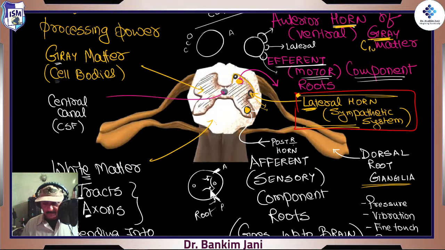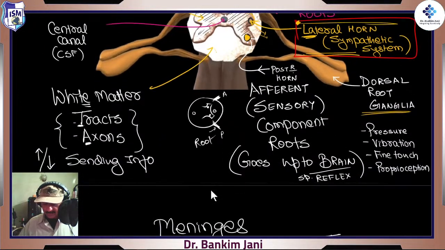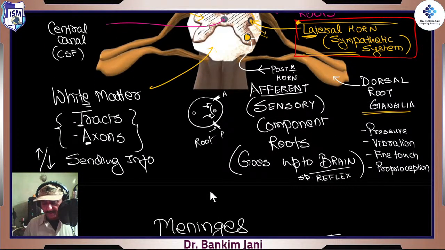Efferent motor component, right? It means things will be going out of it. E for exit. So it will be going for the motor component. It will be going to muscles. It will be telling that, okay, you act. And the afferent part, the posterior horn, is sensory. So sensory means it will receive all those information, right? It is the afferent, right?